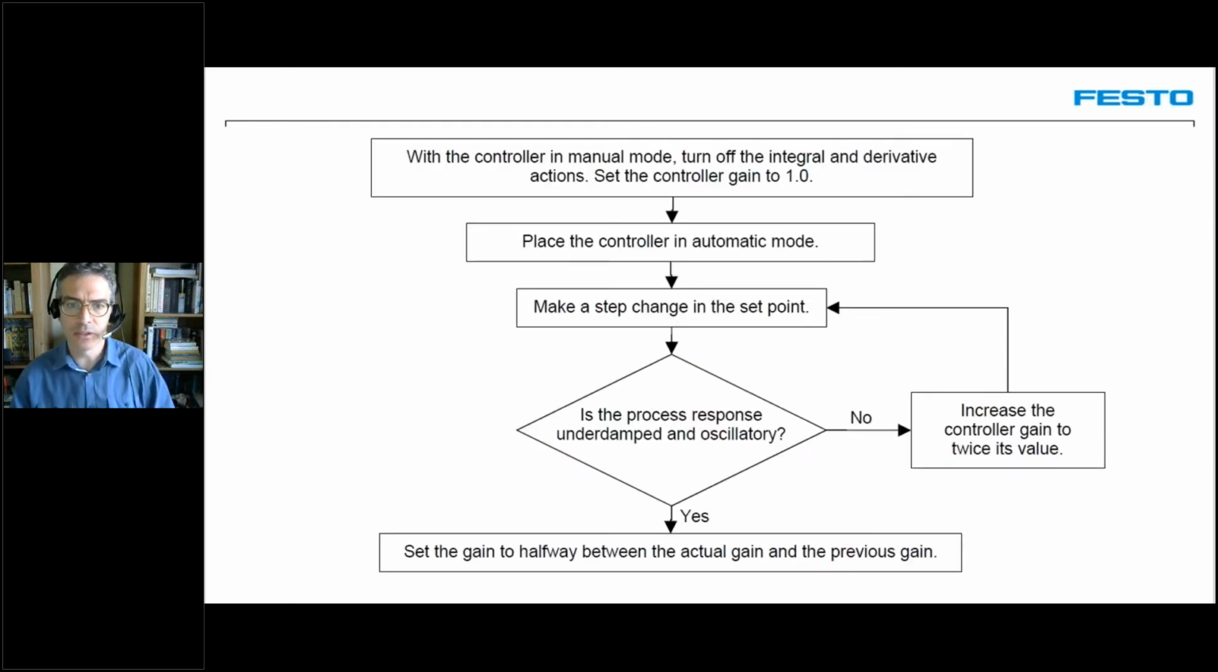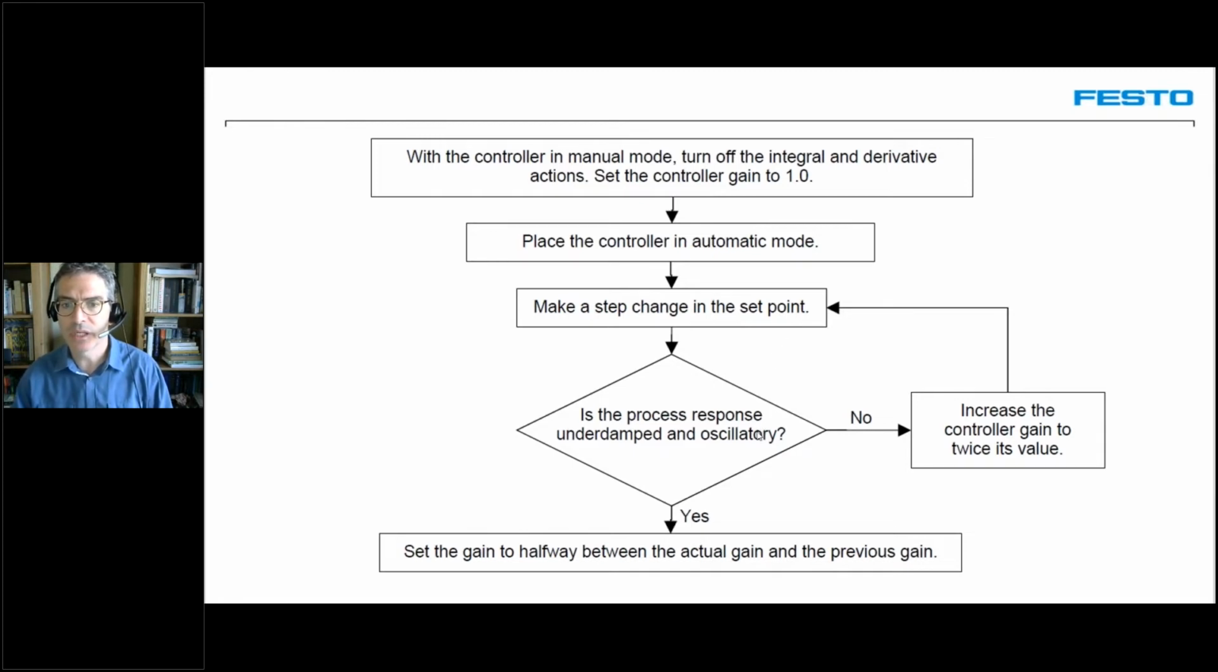So there's a little block diagram here that we can use to help us in finding the proper value. With the controller in manual mode, turn off the integral and derivative actions and set the controller gain to 1. So we start with a gain, which is KC, of 1. We place the controller in automatic mode. We make a step change to the set point.